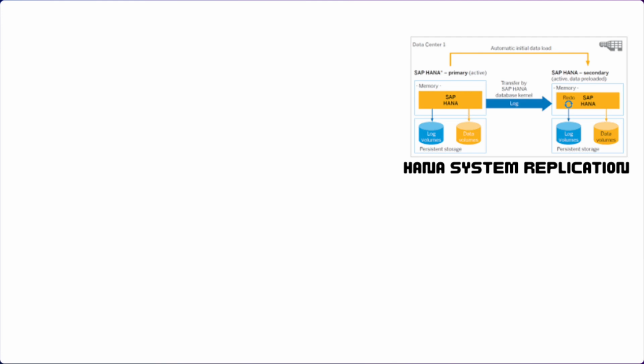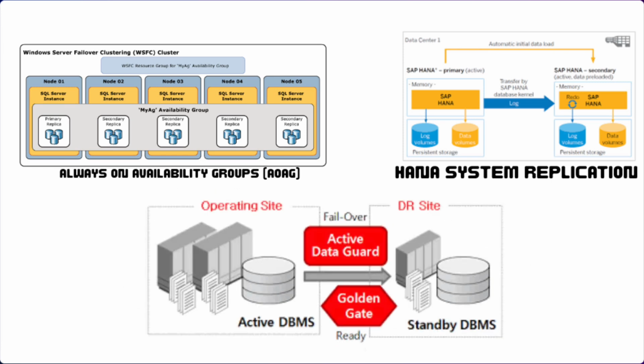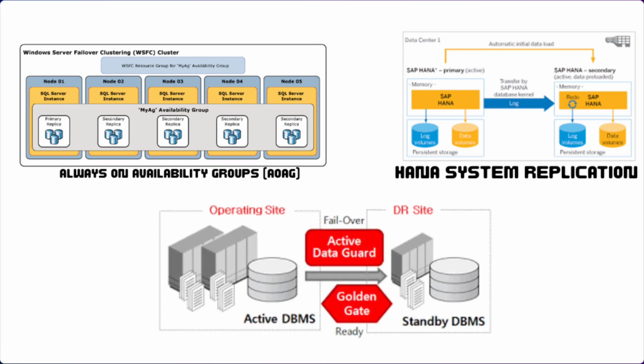For example, for SAP HANA, we can use HANA system replication. For SQL Server, it's Always On availability group, AOAG, and for Oracle, the native solution is Oracle Data Guard. These tools support asynchronous replication to a node in a separate Azure region. Now let's talk about your tolerance for data loss, or recovery point objective. If your business cannot lose a single transaction, RPO, recovery point objective, should be 0.